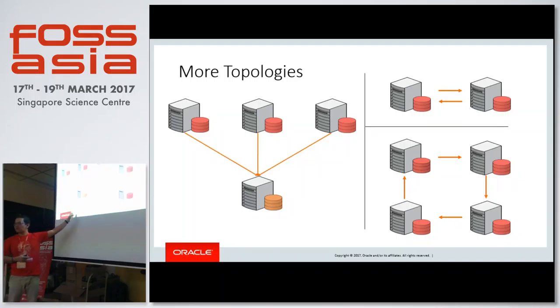Now, starting from 5.7, we make this topology possible. This topology means multi-source replication. You have a number of masters, and then the slave will pull all the changes from multiple masters. And what is the use case of this? Reporting. From different databases. Yes.